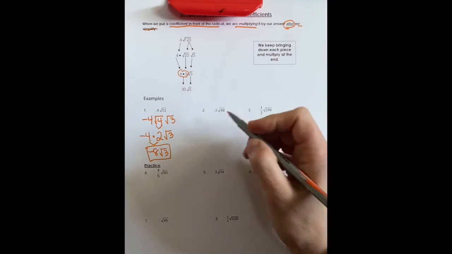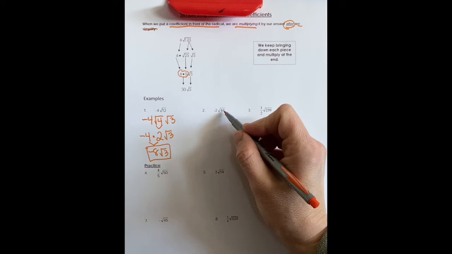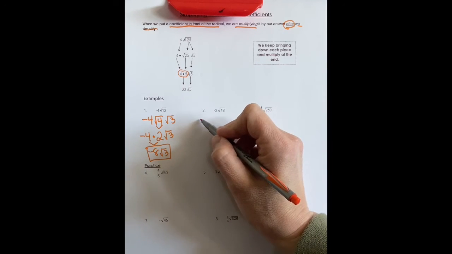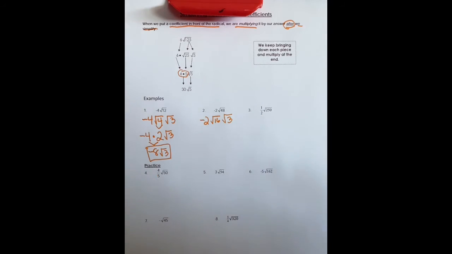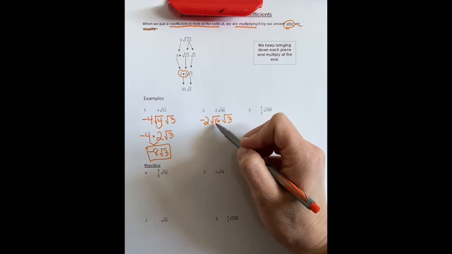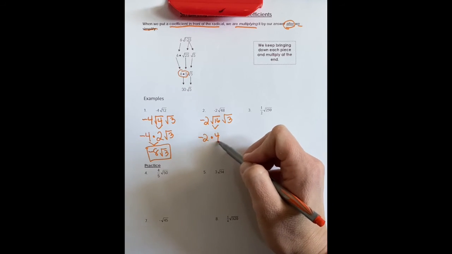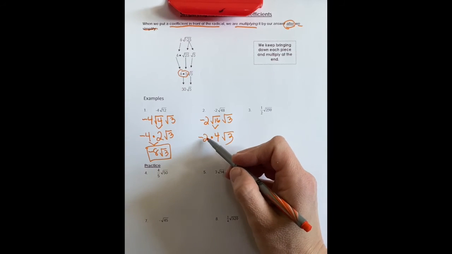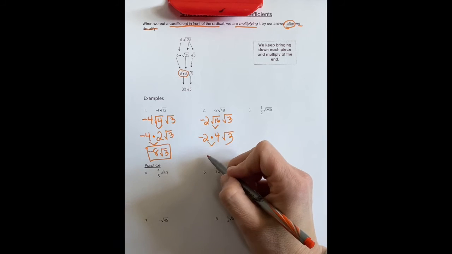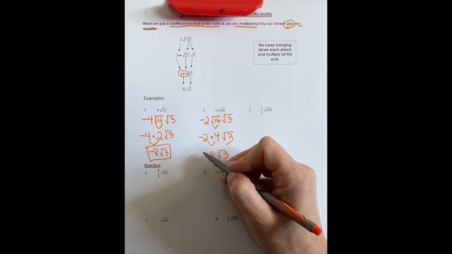Number 2, we have -2 radical 48. So the largest perfect square factor of 48 would be 16, and 16 multiplies with 3 to give us 48. So I'm going to rewrite this as -2 radical 16 radical 3. I'm going to take the square root of my perfect square, which is 4. So now I'm going to have -2 times 4 radical 3. And then we'll multiply together -2 times 4, which is -8 radical 3. So we just happen to get the same exact answer.